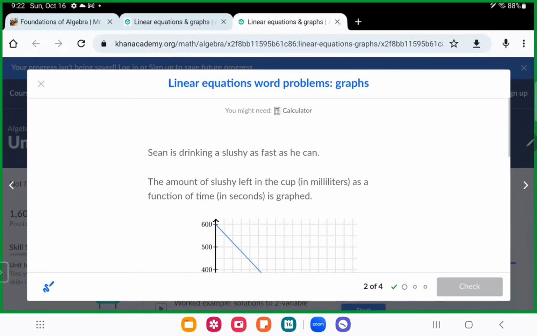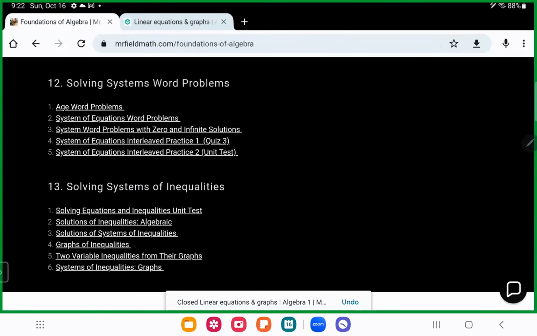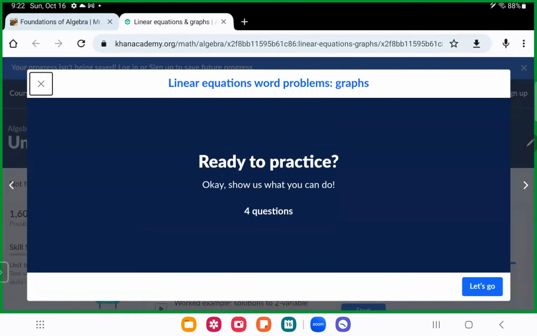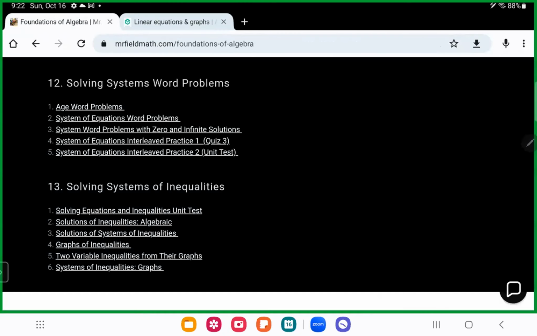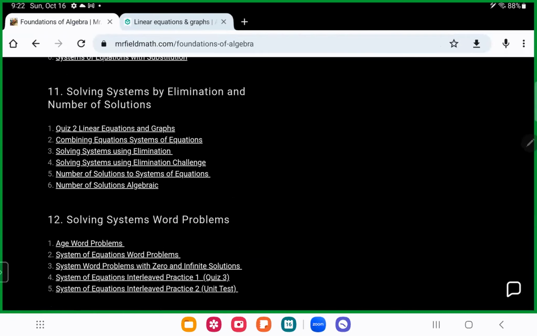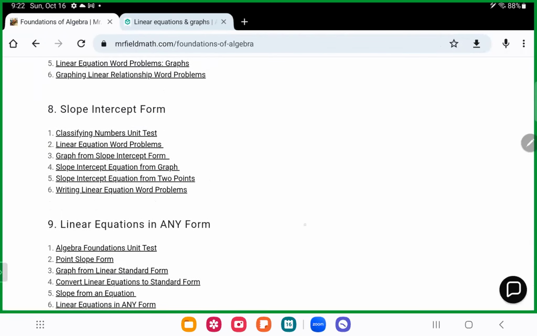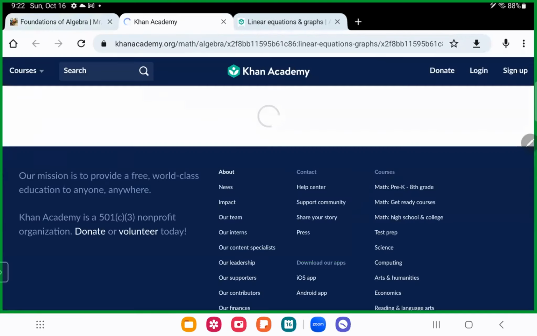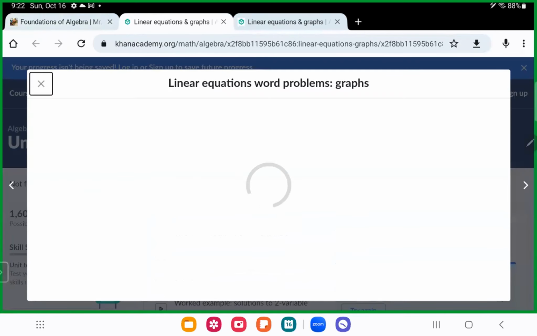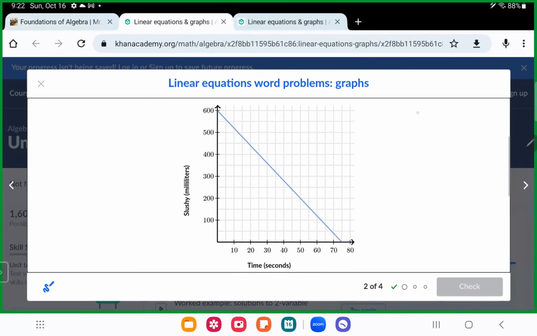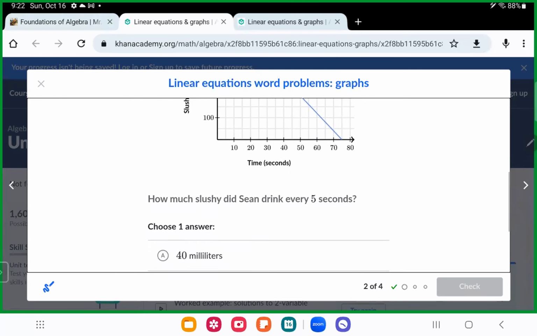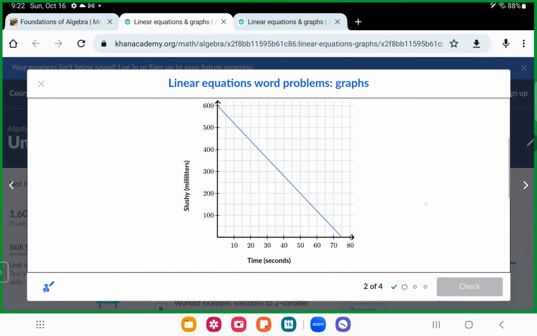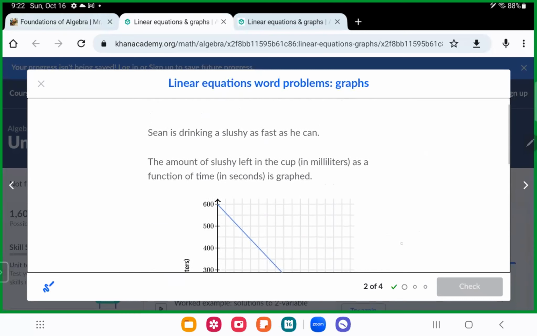All right. Cruising along. And now, at long last, we've made it to the last one. Linear equations, word problems, graphs. Didn't I just do that? Okay, let's just make sure. Linear graphing. Okay, so we should do this one. This one is a little bit different.